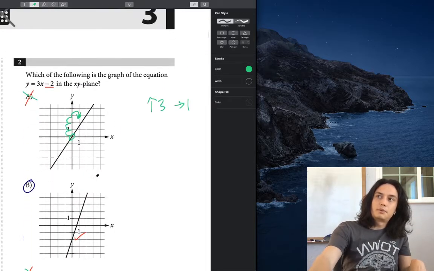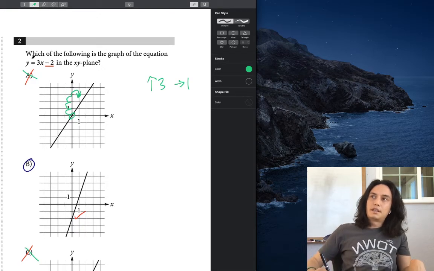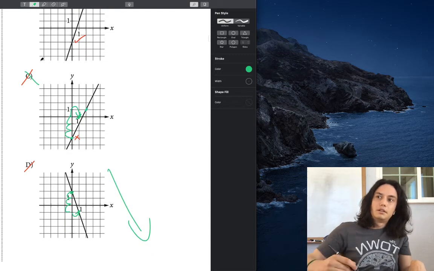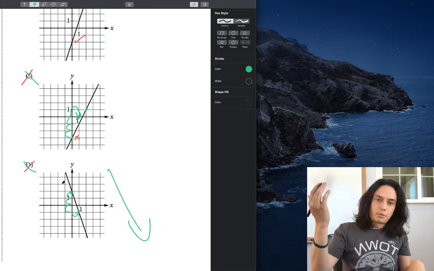Our slope up here is not -3. That's not the slope. Our slope is +3. We want the line to be going up, not down. So D is wrong from the slope perspective too.